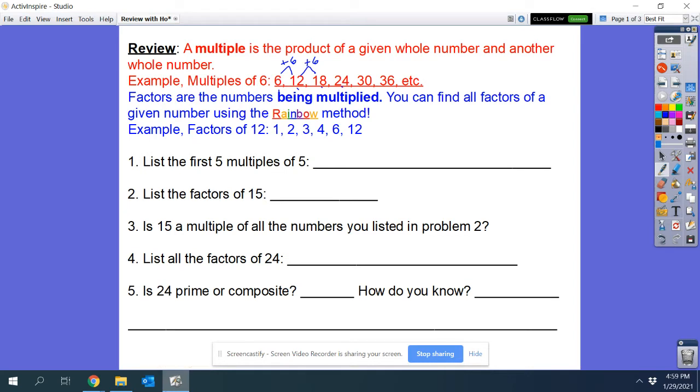So you would see multiples if you look on, for instance, your multiplication chart. All those solutions, those products, are your multiples. Now, factors, on the other hand, are the numbers being multiplied. You can find all the factors of a given number using the rainbow method. So when you hear factors, think rainbow method. When you hear factors, what do you think? Rainbow method. You got it.